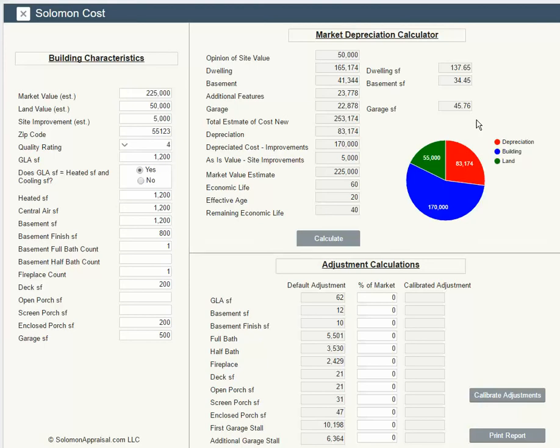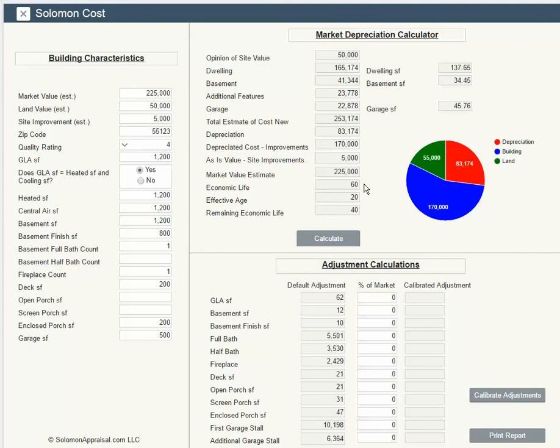Third-party cost data calculates the replacement cost of these characteristics right here as $253,174. The difference of $83,174 is the depreciation. Economic life is a cost manual specification, and in the data we license, a Q4 is always 60 years.